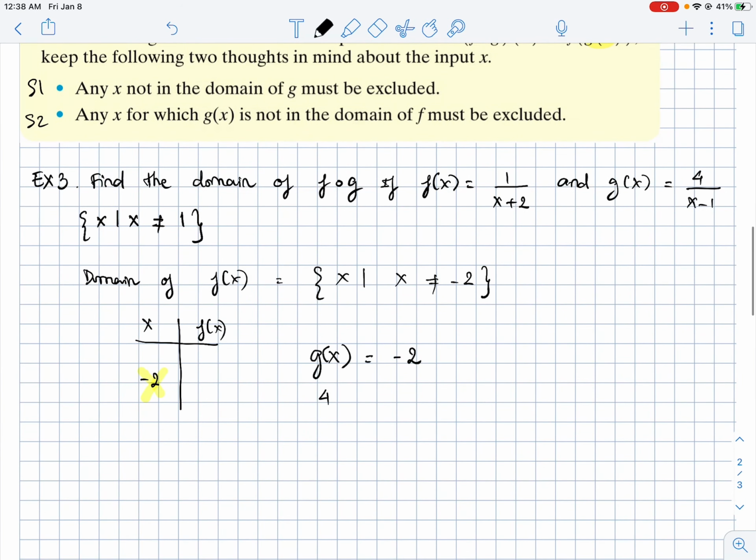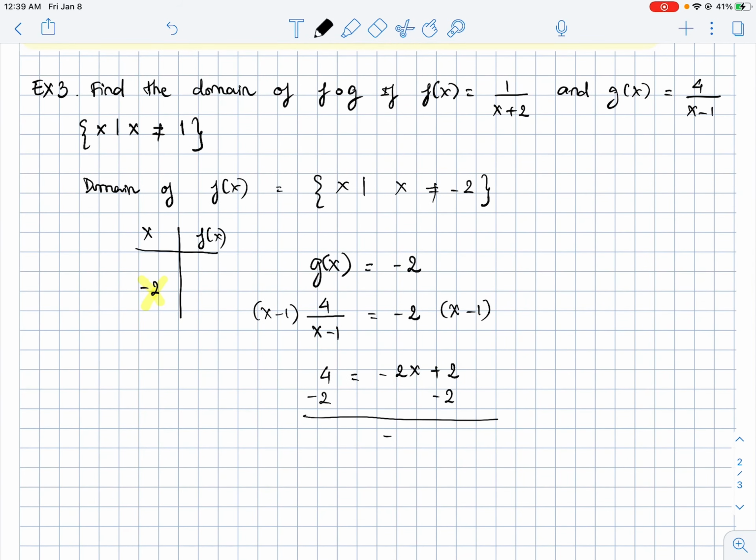Then we solve this equation. g of x is 4 over x minus 1 equal to -2. I multiply both sides by x minus 1. And then I got, on the right side, I distribute. And then I will subtract from both sides. And then divide both sides by -2. So we get x equal to -1.